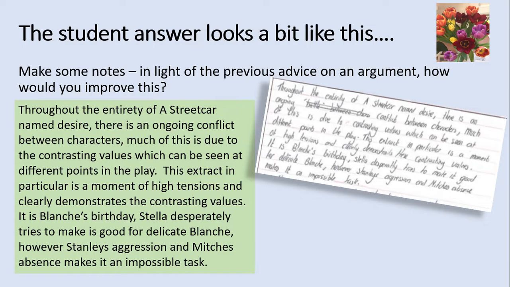Throughout the entirety of A Streetcar Named Desire, there is an ongoing conflict between characters. Much of this is due to the contrasting values which can be seen at different points in the play. The extract in particular is a moment of high tensions and clearly demonstrates the contrasting values. It is Blanche's birthday. Stella desperately tries to make it good, for delicate Blanche. However, Stanley's aggression and Mitch's absence makes it an impossible task.